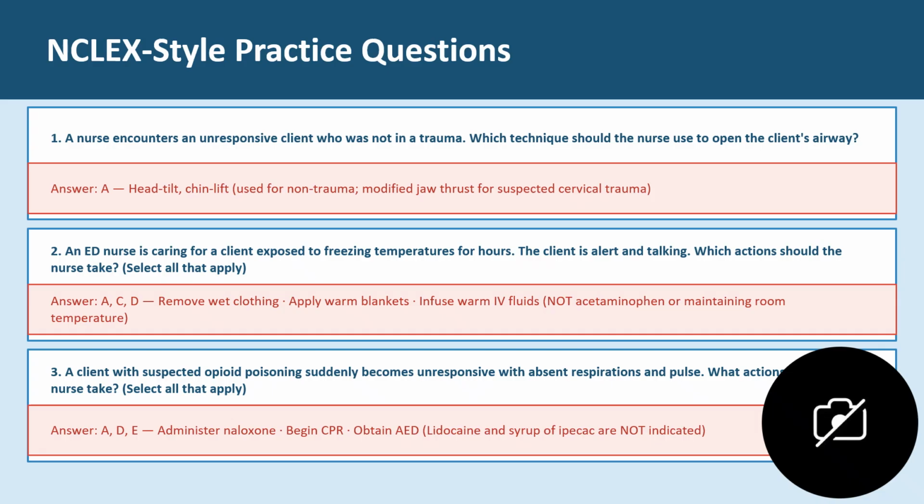Question 3. A client with suspected opiate poisoning becomes unresponsive with absent respirations and no pulse. What actions should the nurse take? Could be opioid overdose, right? Select all that apply. The correct answers are administer naloxone, begin CPR, and obtain an AED. We don't provide any lidocaine, neither any syrup or ibuprofen.